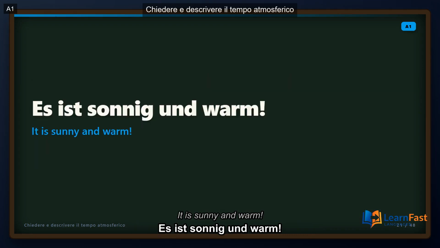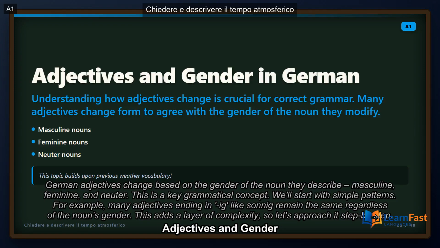Es ist sonnig und warm. German adjectives change based on the gender of the noun they describe, masculine, feminine, and neuter. This is a key grammatical concept. We'll start with simple patterns. For example, many adjectives ending in ig, like sonnig, remain the same regardless of the noun's gender. This adds a layer of complexity, so let's approach it step by step.